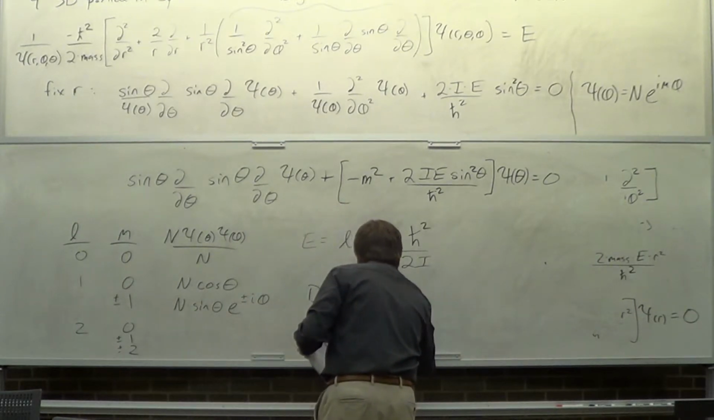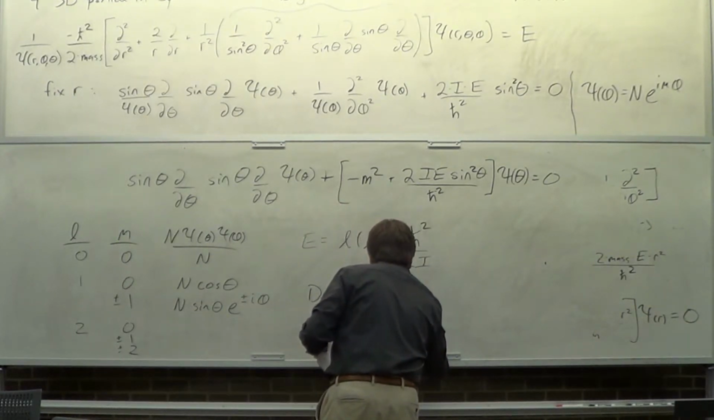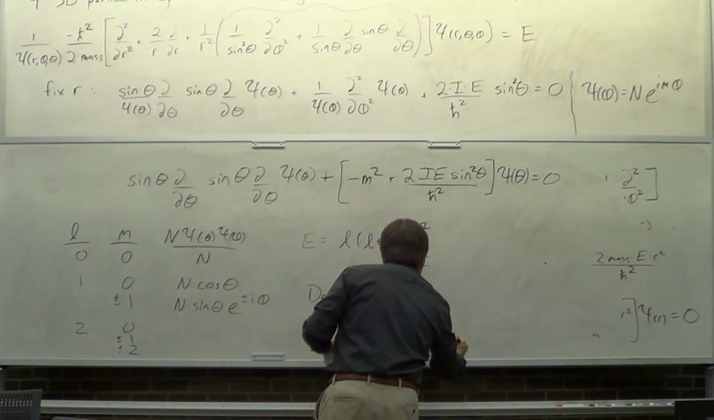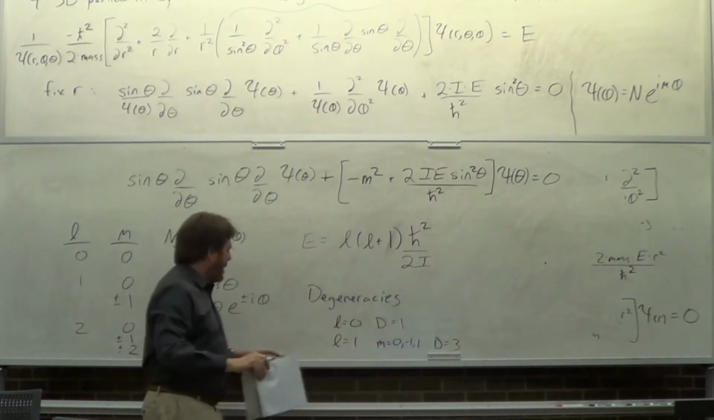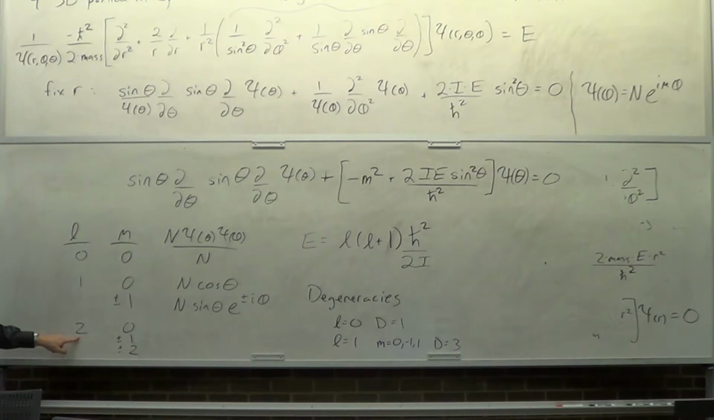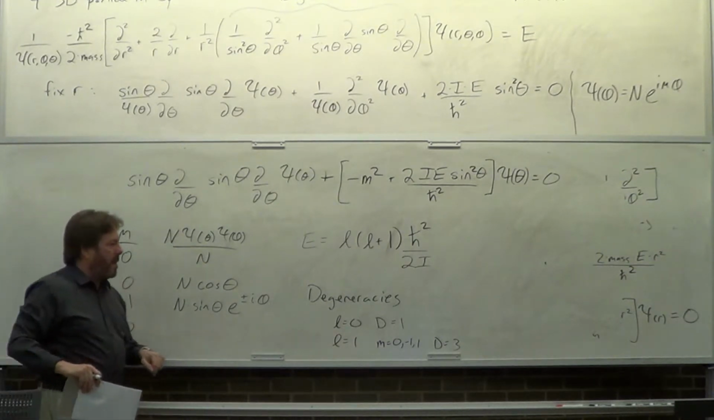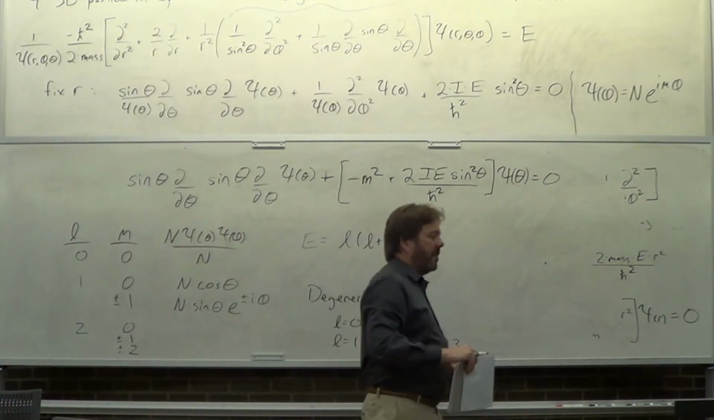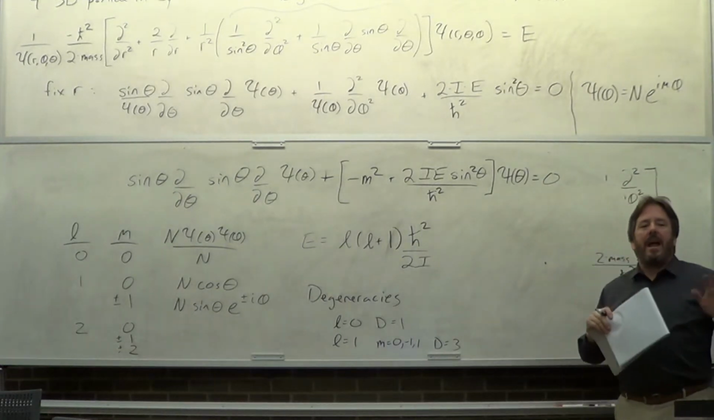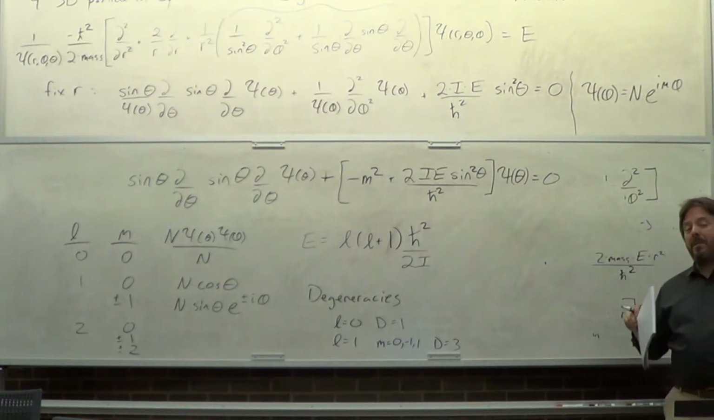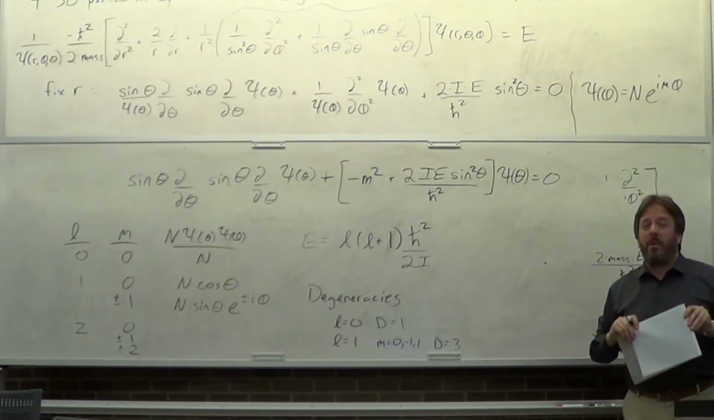And so because m can either be 0, minus 1, or 1, the degeneracy is 3. And if L is 2, I've got 5 m's that don't affect the energy, so therefore the degeneracy is 5. And if you get confused by that, I'll probably put that on the test some snarky way.